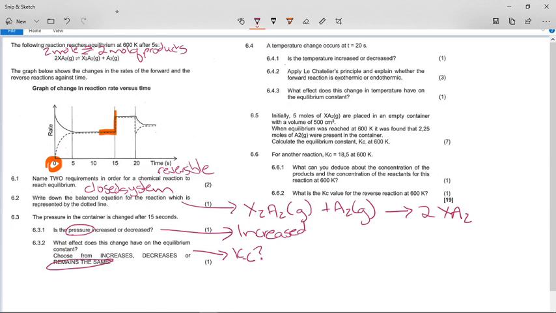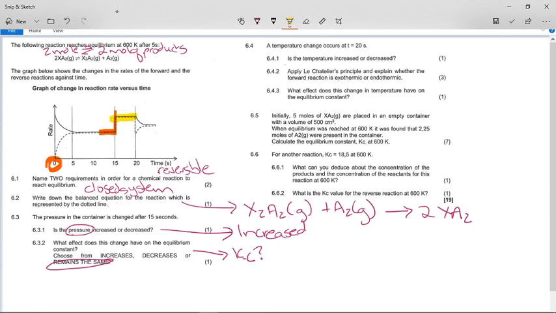Only temperature is going to affect the equilibrium constant. Now they say to you, at T equals 20, a change occurs. So if you have a look here, let's change the pen color here. If you have a look here, what was going on? We were at equilibrium between 50 and 20. Can you see the two rates are the same?